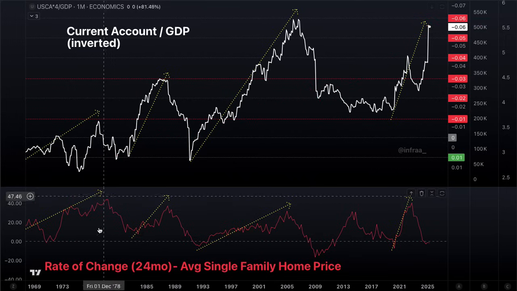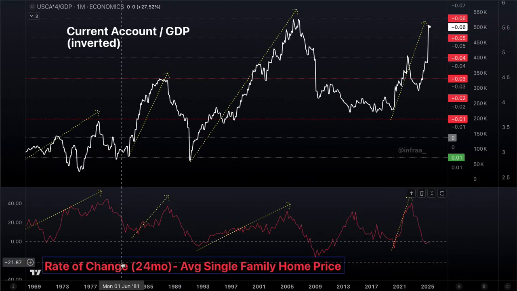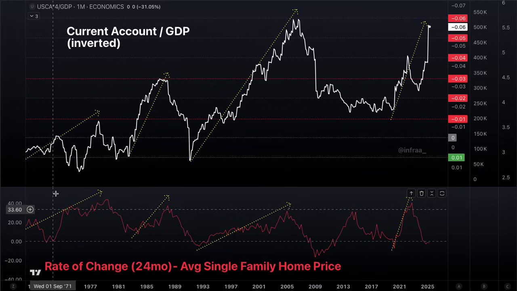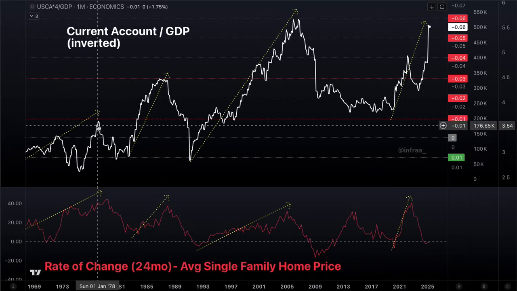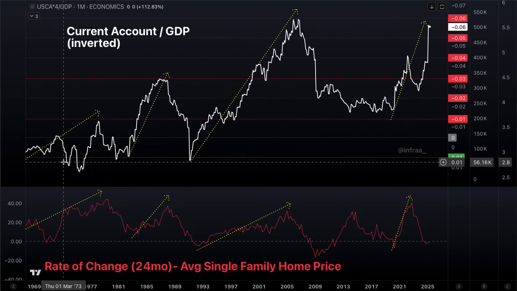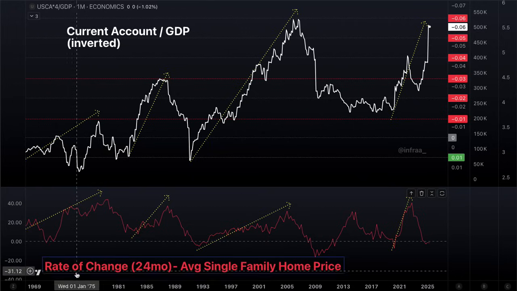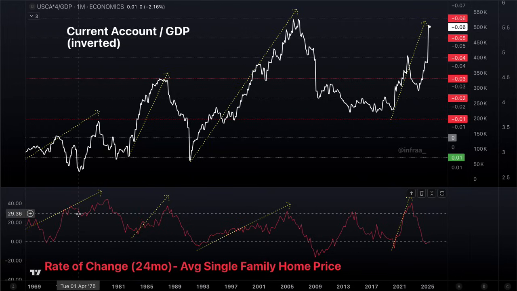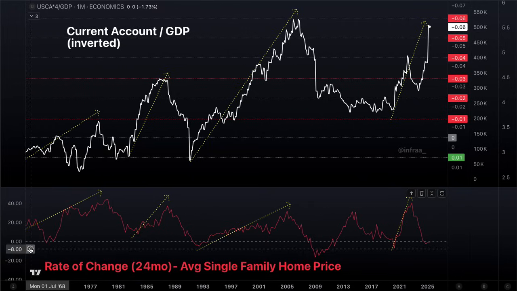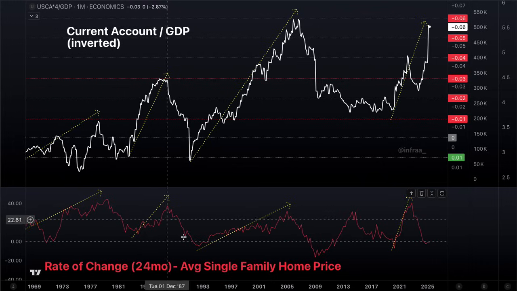So what I did is I took the rate of change of those home prices, and it's over a 24-month period. And what we can see is that as the trade deficit or the current account deficit gets worse, put another way, the capital and financial account surplus gets better, goes up, increases. As the trade deficit gets worse, we can see that the rate of change of home prices goes up during this period of time here, as well as here, as well as here, and as well as here.